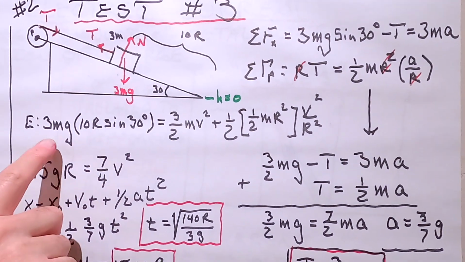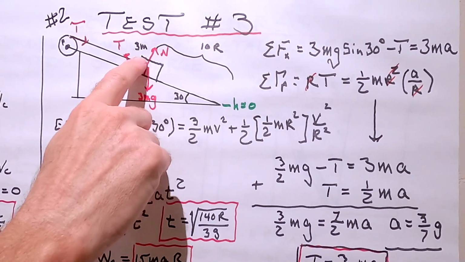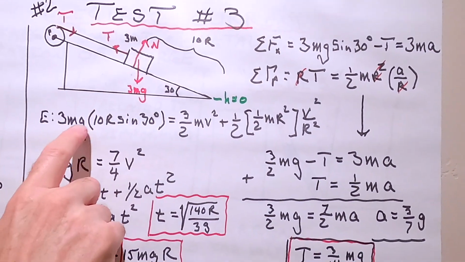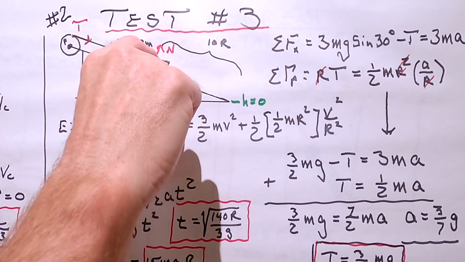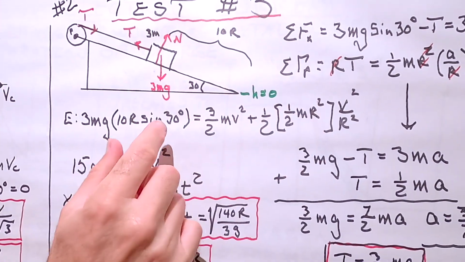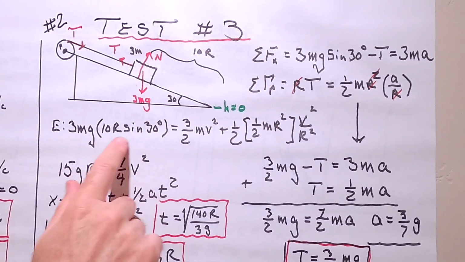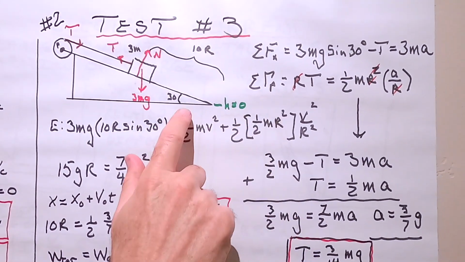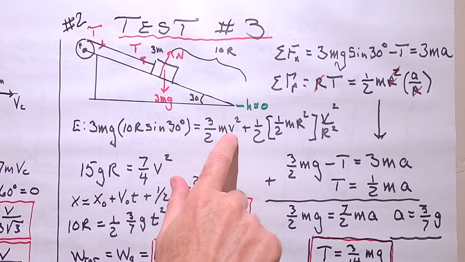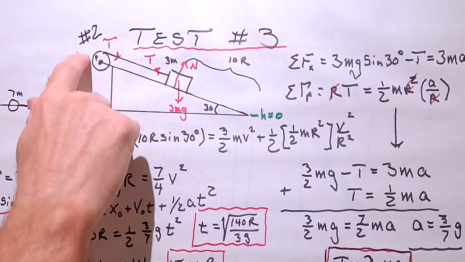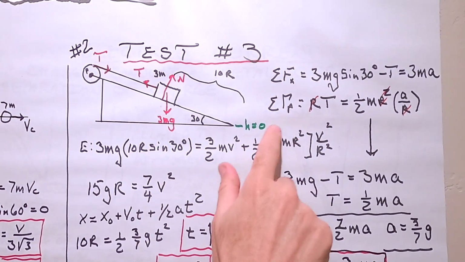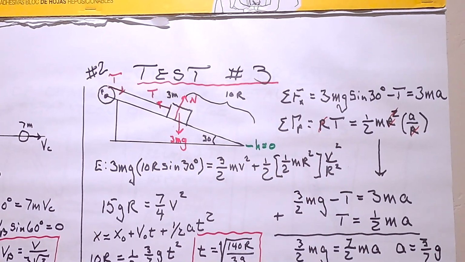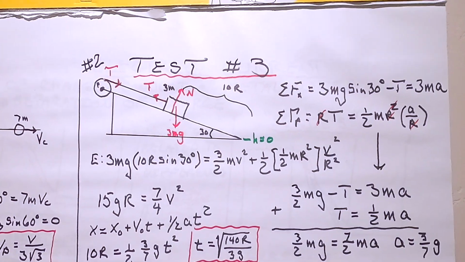If you look at the energy equation, the only thing you have is potential energy. This one isn't going up or down, so all you have is 3mg times that height, and that height is 10r sine theta. So there's the potential. Then when this gets to the bottom, it has kinetic, 3/2, because it's 3m v squared, plus this thing's turning, 1/2 I omega squared. And since the rope isn't slipping, it's v squared over r squared. So there's your energy equation.